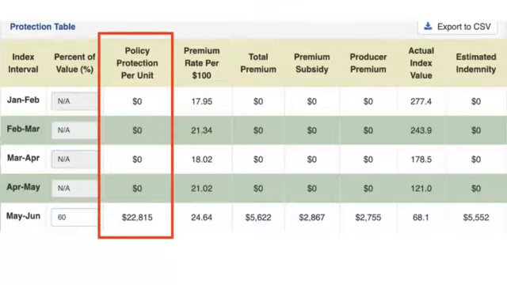Policy protection per unit represents the amount of insurance protection assigned to each insured acre after accounting for the county base value, the selected coverage level, and the chosen productivity factor. It is essentially the same as protection per acre.